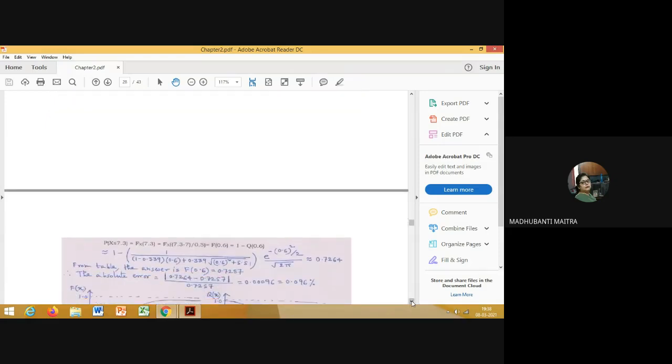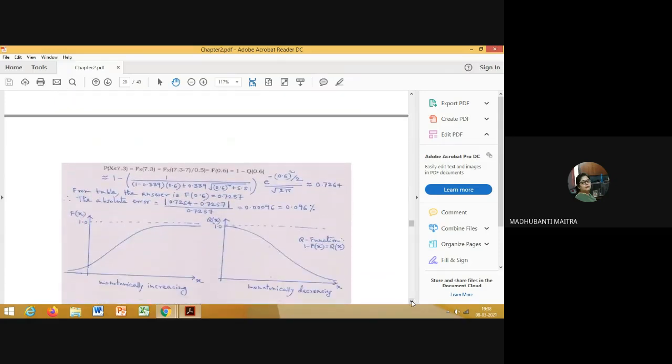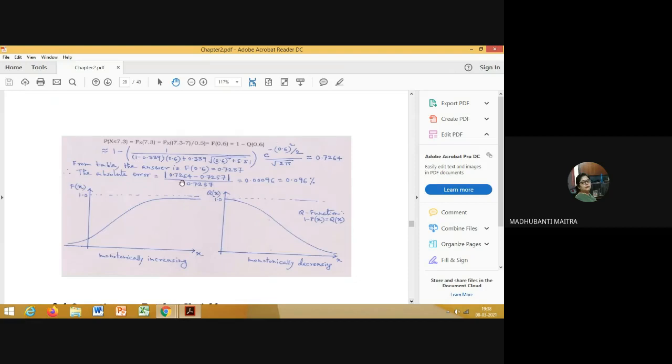So how to find out? It's a bit hard to read. Can you see this? Probability x less than or equal to 7.3 is equal to F(x) at 7.3. Yes, ma'am, we can see. So probability x less than or equal to 7.3 is nothing but F(x) at 7.3.